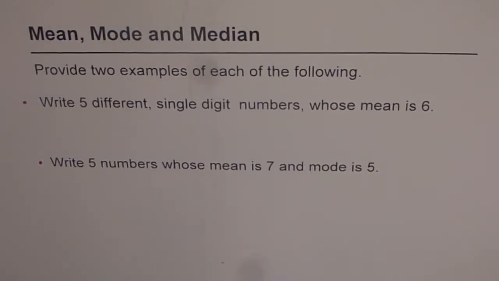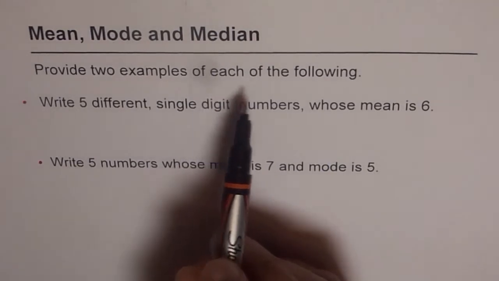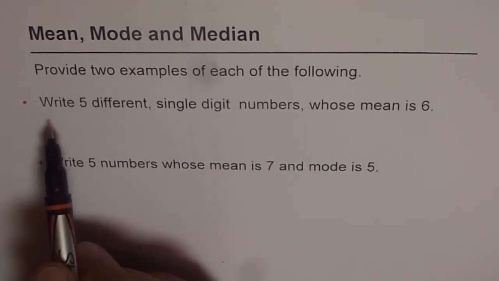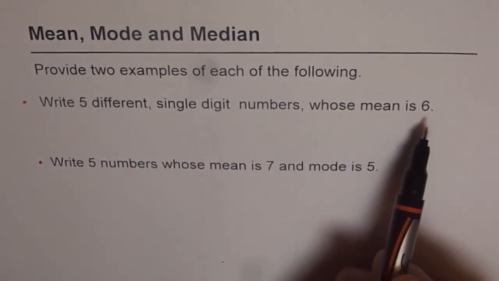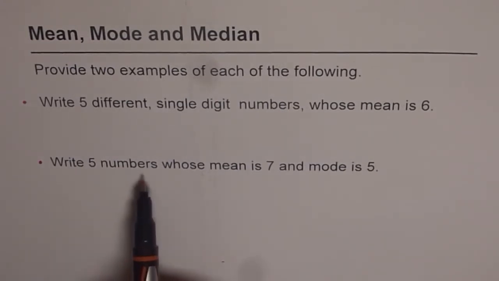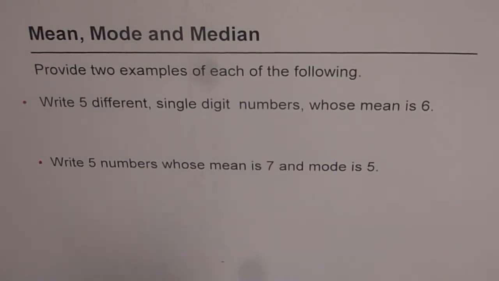Let us understand how to write answers in examination or test papers. Here we have a question on mean, mode and median. The question is, provide two examples of each of the following. We have two cases here. The first one is, write 5 different single-digit numbers whose mean is 6. And the second one is, write 5 numbers whose mean is 7 and mode is 5.